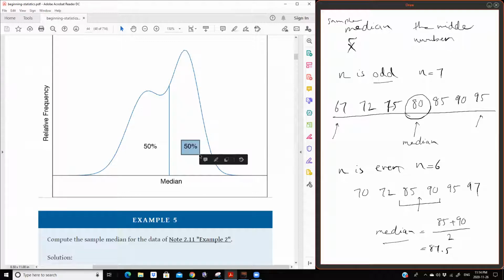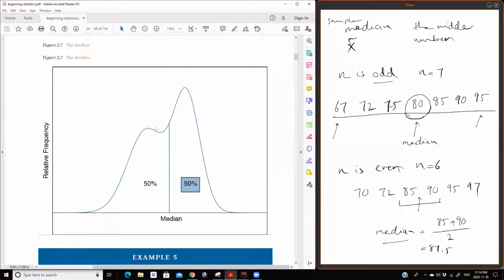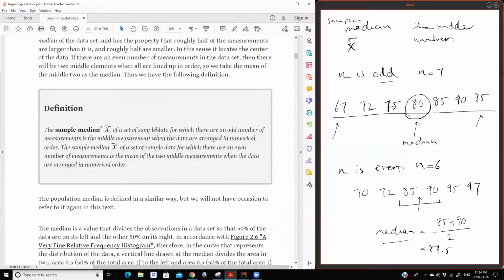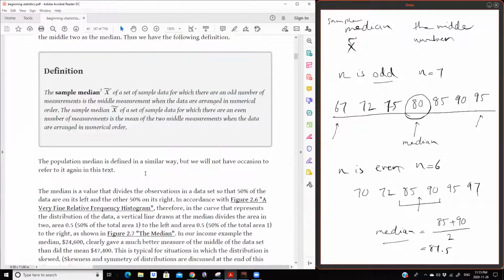Make sense? So you can say one definition for the median: the median is the middle number, so that at least 50% of the data is less than or equal to the median, and at least 50% of the data is greater than or equal to the median.